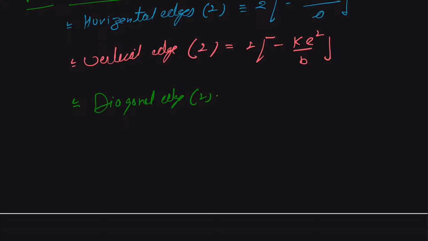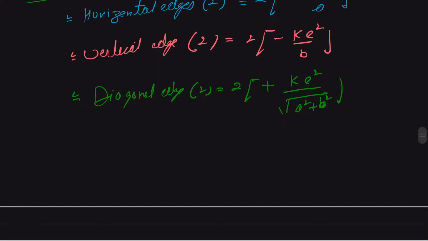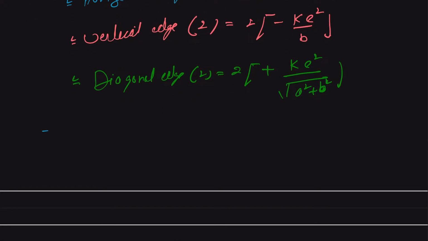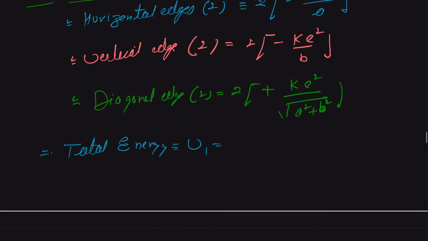And that will be giving us 2, and that will be plus k e square, and the distance between two is our a square plus b square. So total energy will be the summation of all these three. If you can say the total energy, let us call this U1, will be equal to the summation of these two, and we can take these two as common.